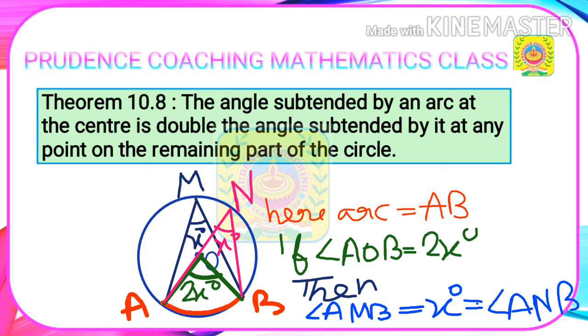That is, if the angle at the center is 2x, then the angle at the circumference on the same arc will be x degrees. That is, 2x degrees divided by 2, that is x degrees.